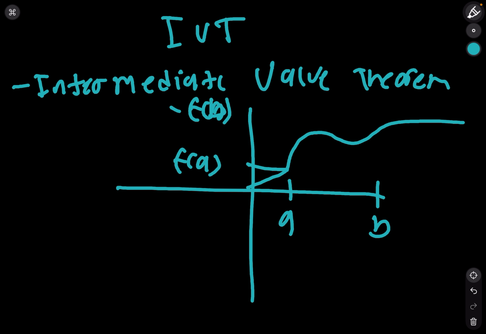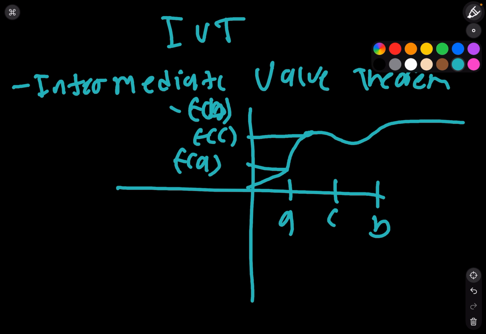According to the theorem, if there exists a point f of C, an imaginary point, between f of A and f of B, therefore a value C must exist between A and B. And so I'm going to dumb it down for you.